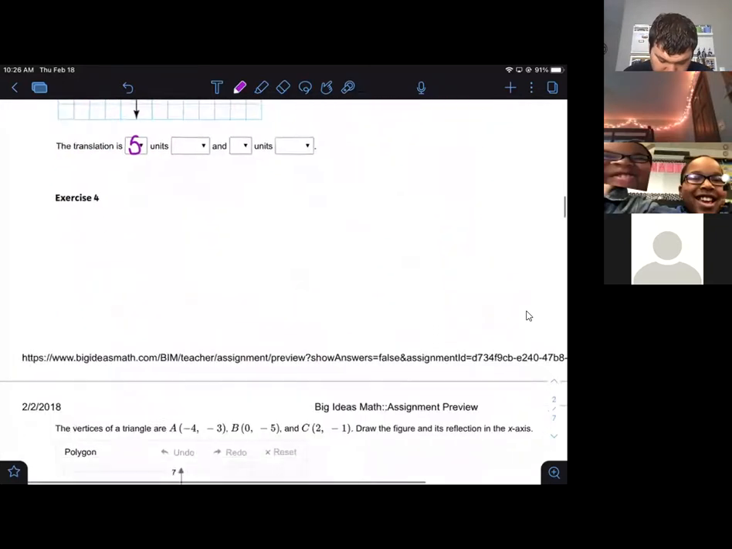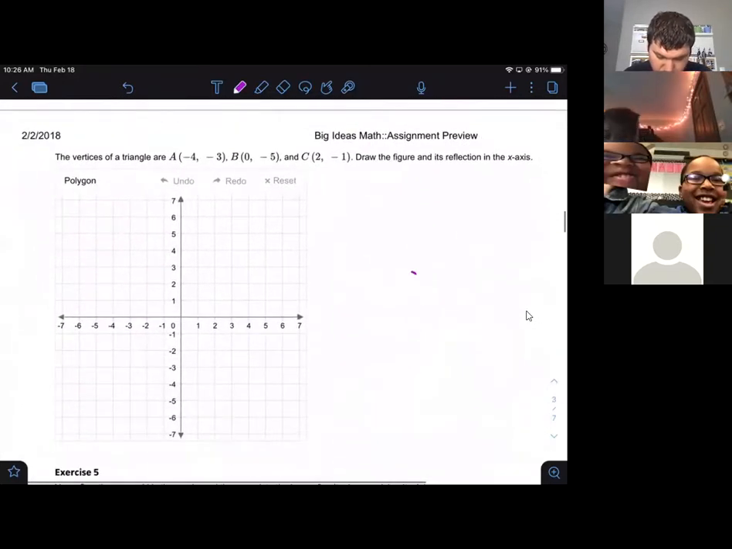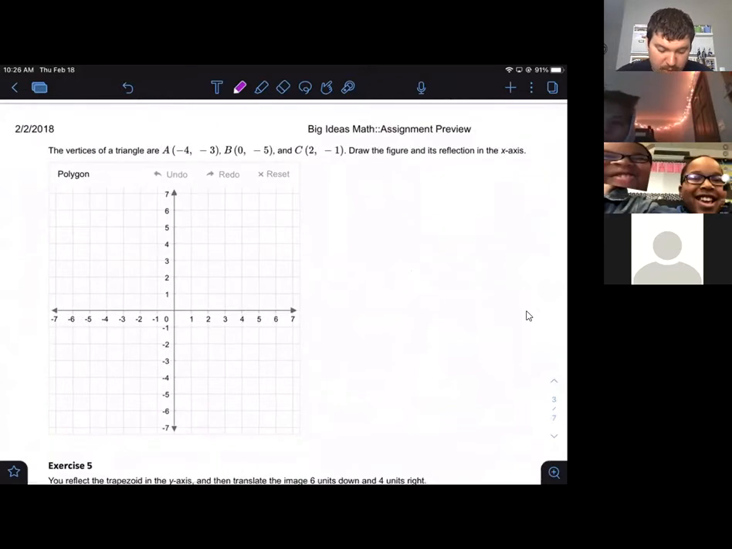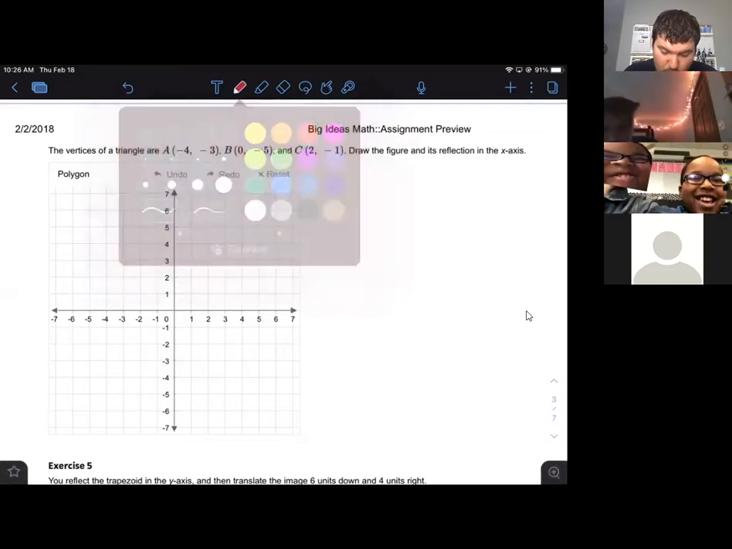Okay, number 4. The vertices of a triangle are negative 4, negative 3, 0, negative 5, and 2, negative 1. Draw the figure and its reflection over the x-axis. So I'm going to go ahead and plot these points.